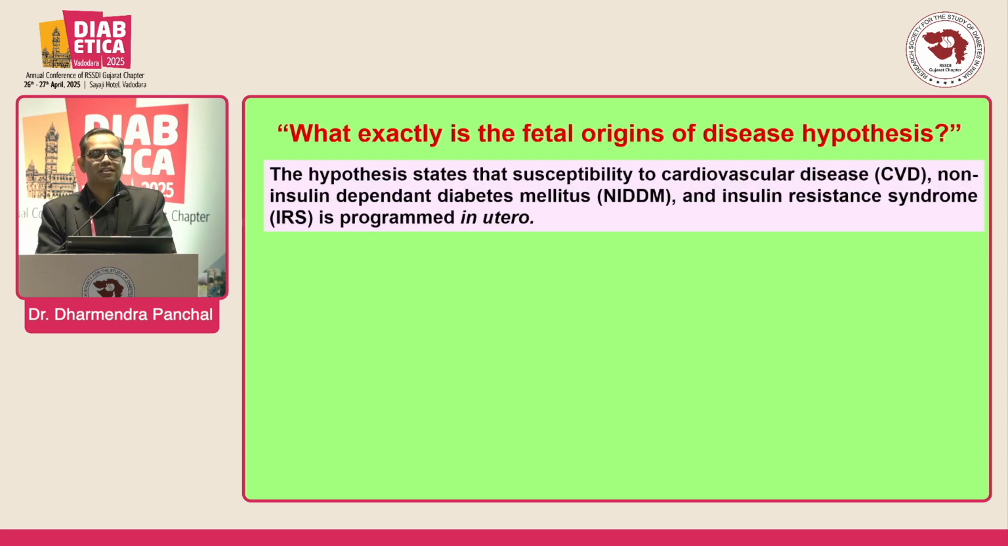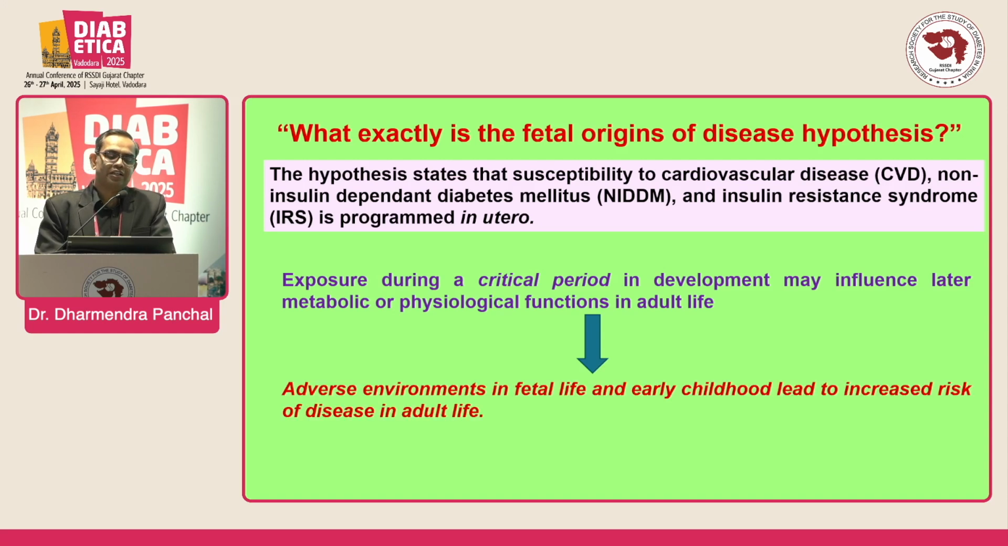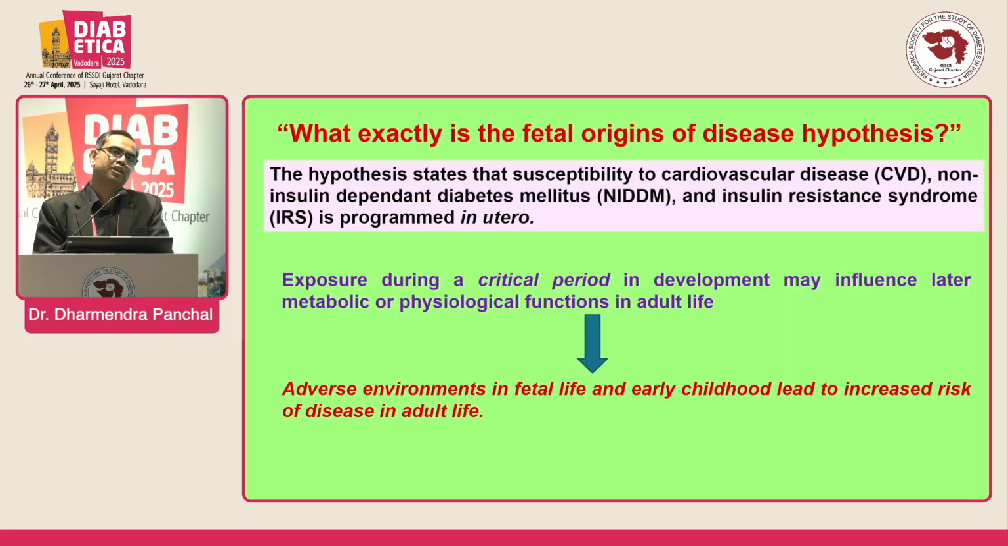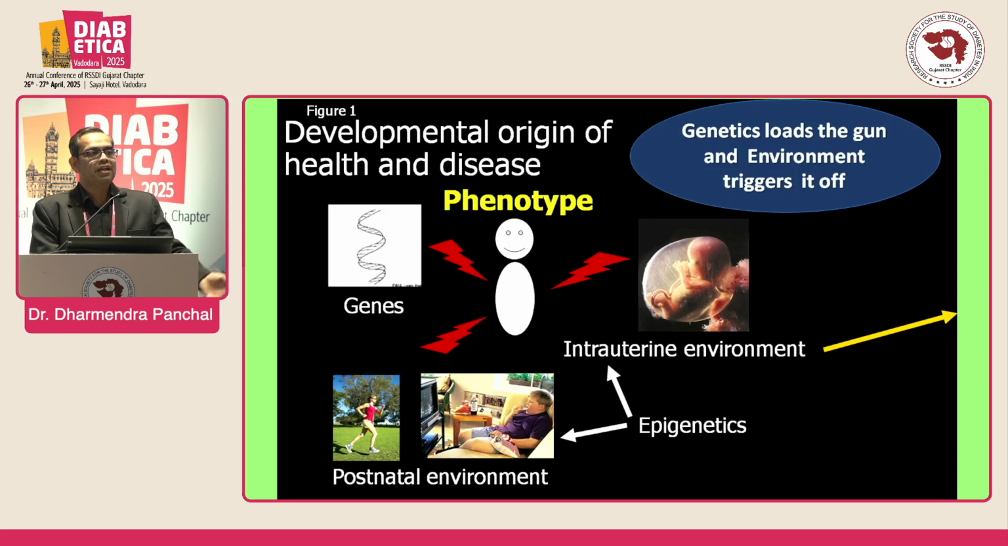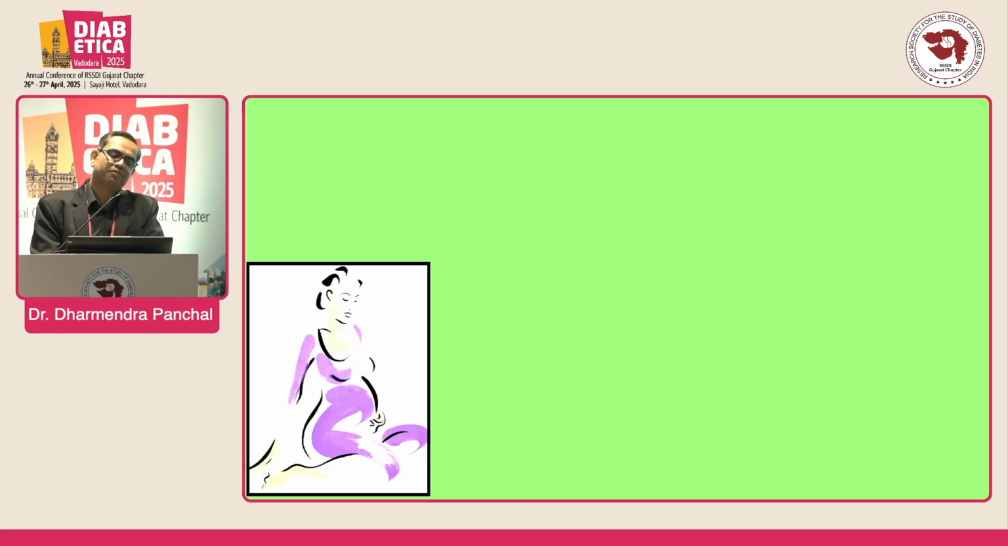So what is this exact fetal origin of disease hypothesis? During the initial first trimester, that's a period of organogenesis, we all know, and this is a critical period during which metabolic and physiological functions of adult life are decided, and an adverse environment in fetal life decides the early childhood and puts a fetus at increased risk of developing some disorders in earlier life. So it's the intrauterine environment plus phenotypes plus epigenetics that decides what will be there in the future, and this is what we call intrauterine programming, and that decides the future of the fetus.